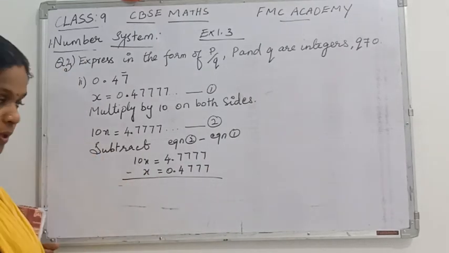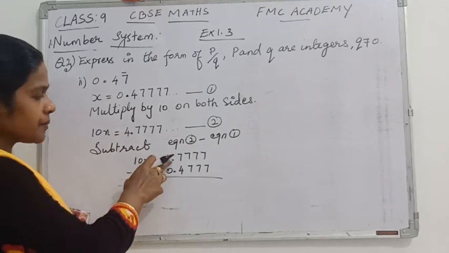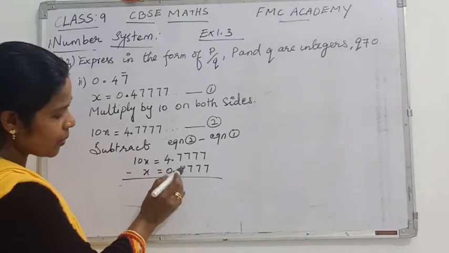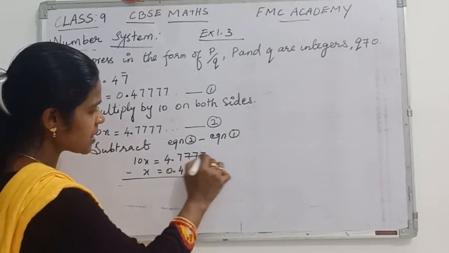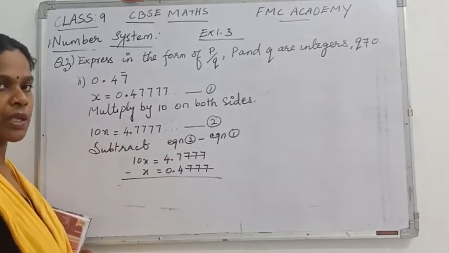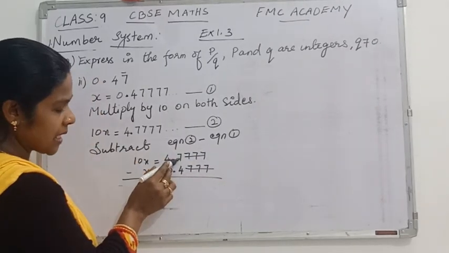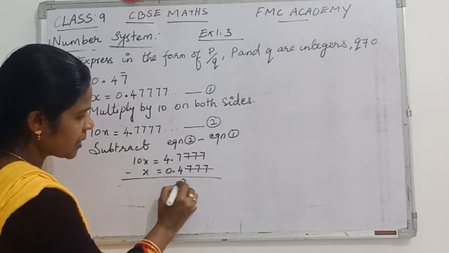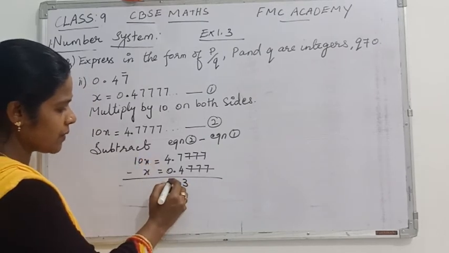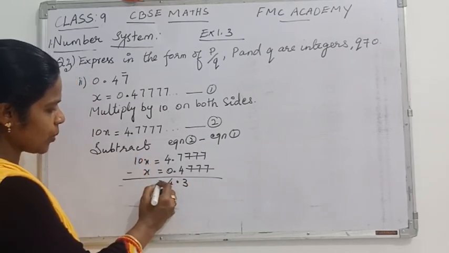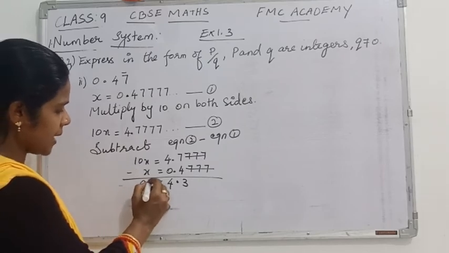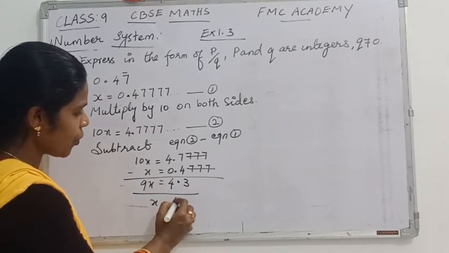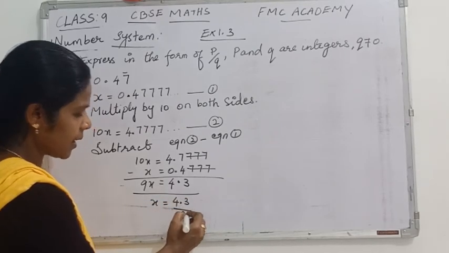Now be very careful. In the previous sum, after the decimal all the digits were the same, so we just cut them. But in this one, only the last 3 are the same, so when you subtract, you will get 0, and you just cut it. Now here, 7 minus 4, what will you get? 3. So 7 minus 4 is 3, point. Now 4 minus 0 will be 4 only. And 10x minus x, you will get 9x. So let us find the value of x now. x is equal to 4.3 by 9, right?